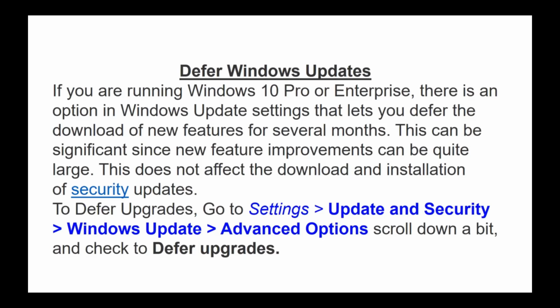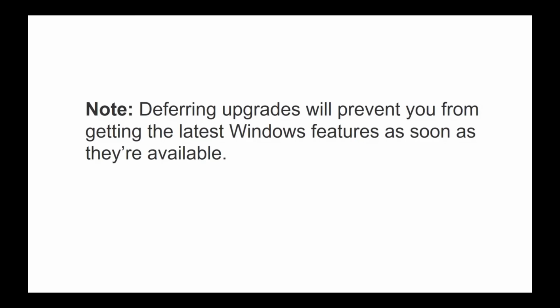To do so, you have to go to settings, update and security, then Windows Update, then advanced options. Couldn't really find that on mine, so maybe it has been changed or something. So take note of this. Deferring upgrades will prevent you from getting the latest Windows features as soon as they are available, but it saves you some data.